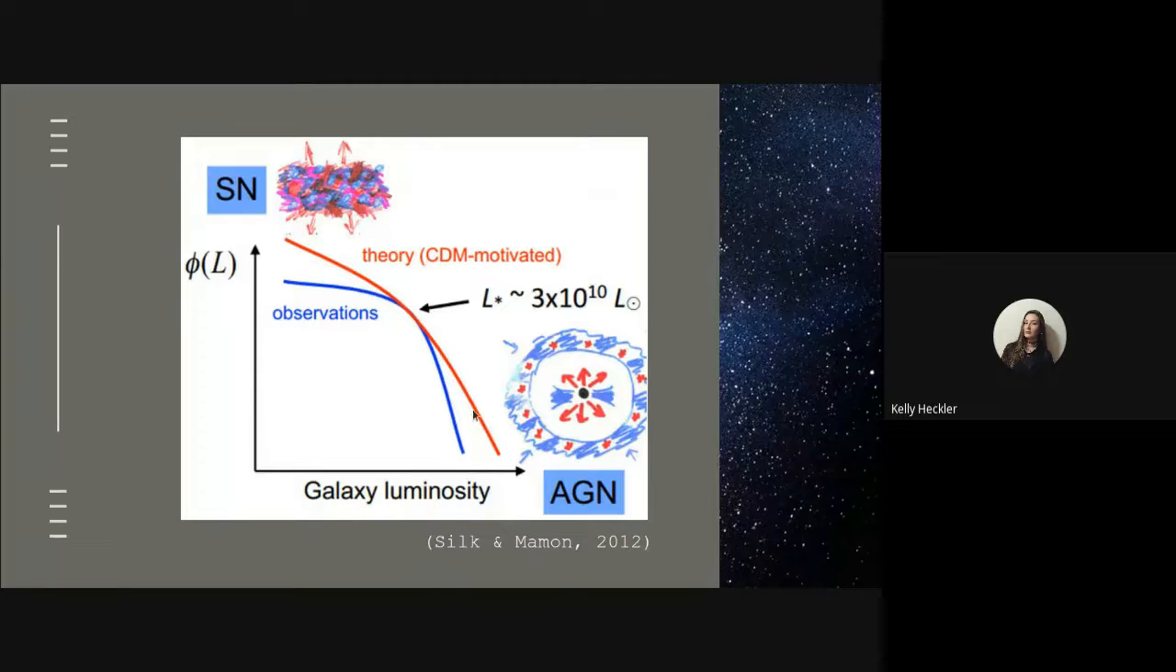And here at the high luminosity end of the galaxy luminosity function, the reasonable explanation is the AGN feedback, which has the capacity to affect galaxies on a large scale. It means that the AGN feedback can explain the missing mass for the brightest galaxies in the model predictions.